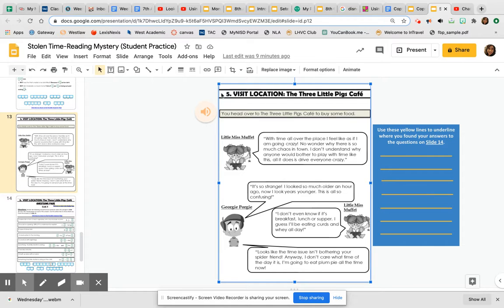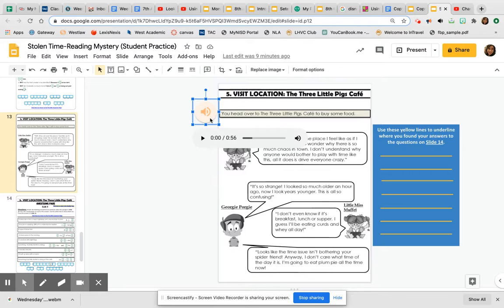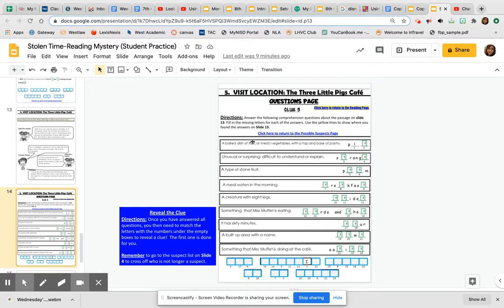It's location number 5, the Three Little Pigs Cafe. I have again recorded audio and read this to you. Here are your lines that you will use to underline your answers to questions on slide 14. Slide 14, we have these questions, and we are again filling in our blanks, and then we are matching those numbers and letters to the ones at the bottom.